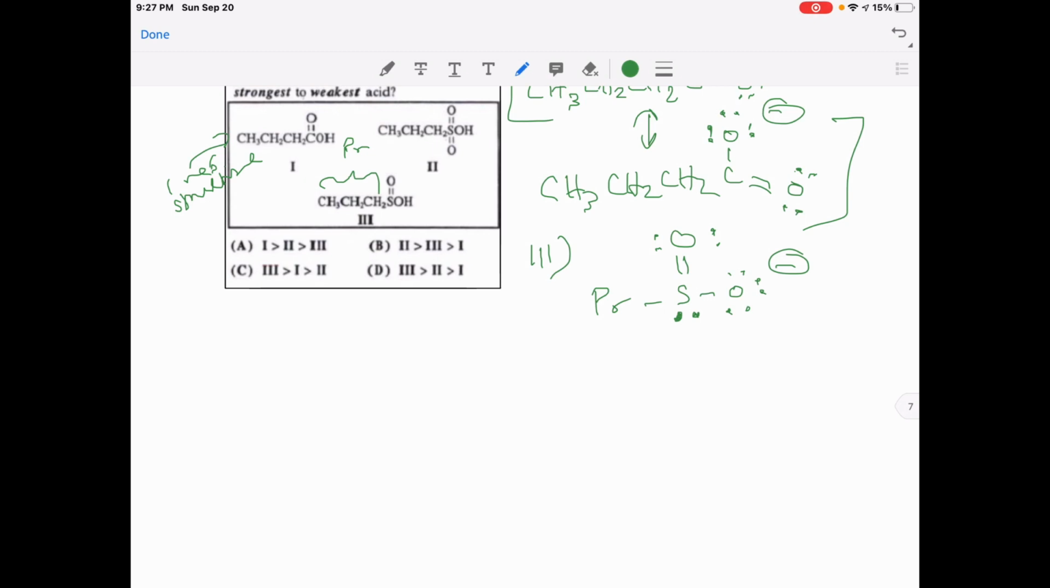So now that we have the structure, let's try to make some resonance structures. If we move one of these negative charges from the negative oxygen to here, we get the following structure.